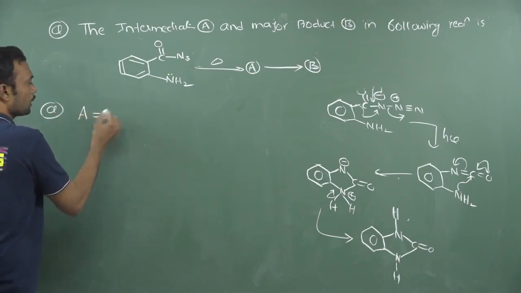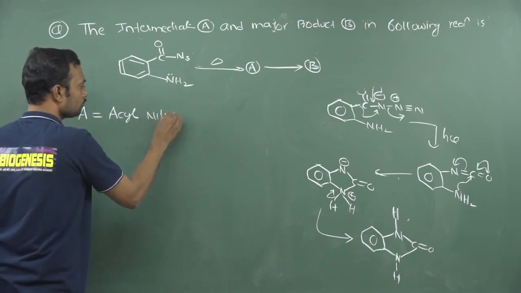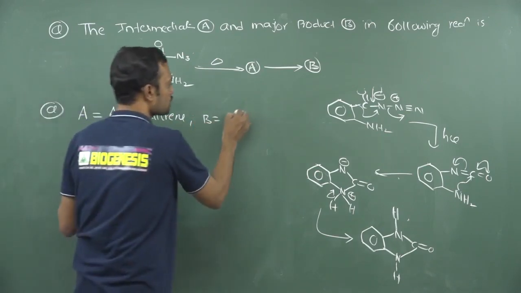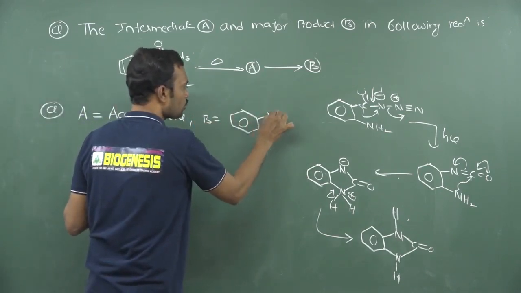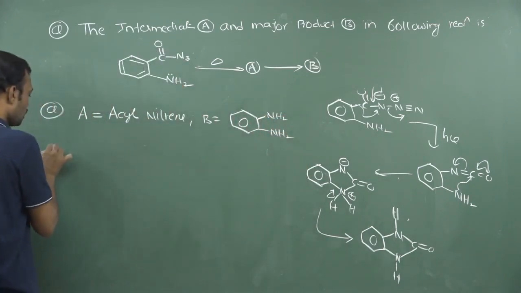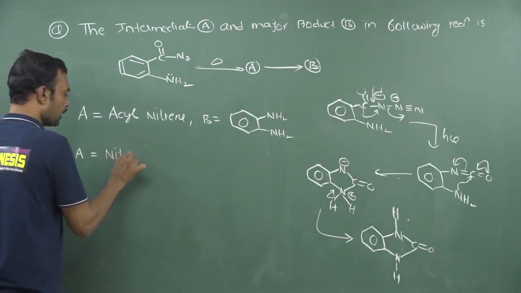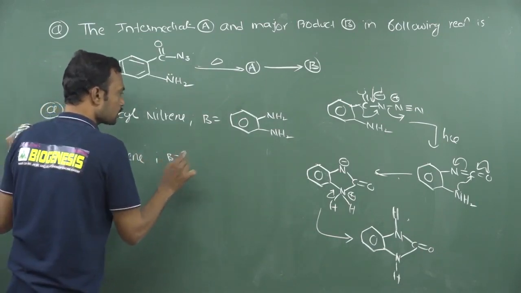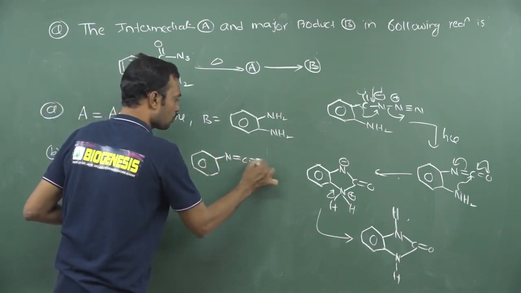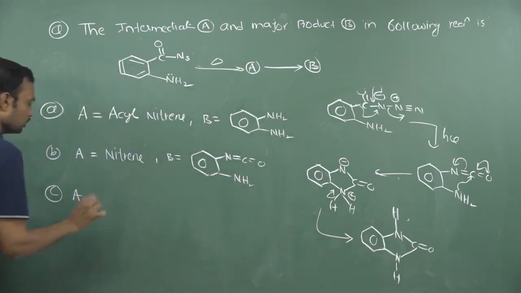Now this is your answer A. Here I am writing acyl nitrene, and your answer B. What is your answer B? Acyl nitrene, followed by NH2 and here one more NH2. So in option B, A is completely a nitrene, only nitrene, and for your answer B, I am writing N=C=O, next this is amine. Okay. Next go through one more.